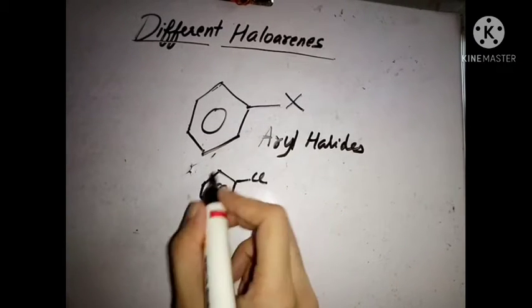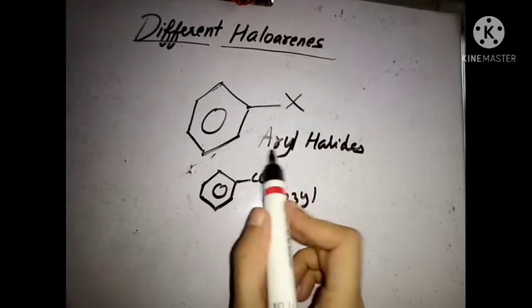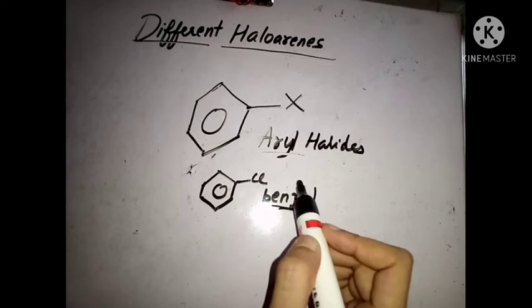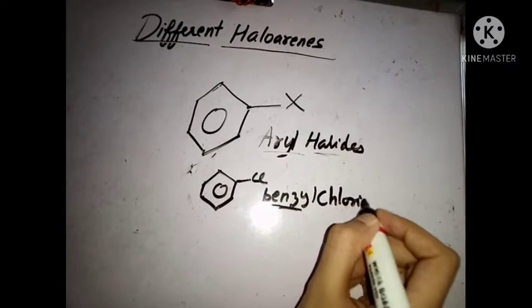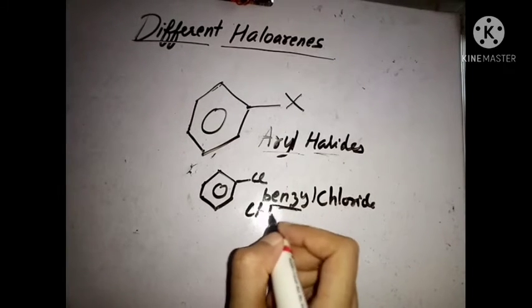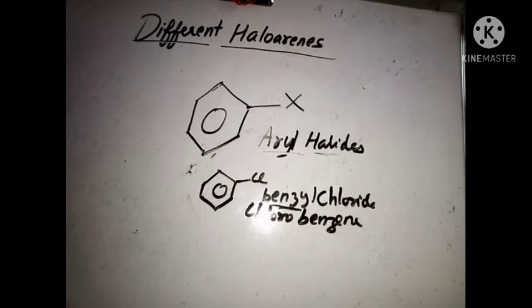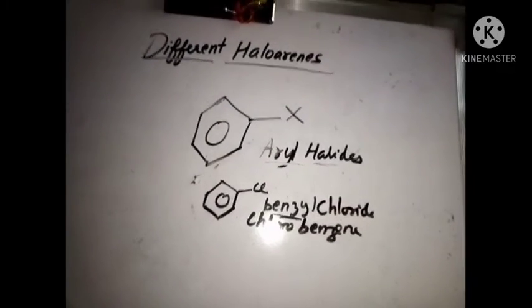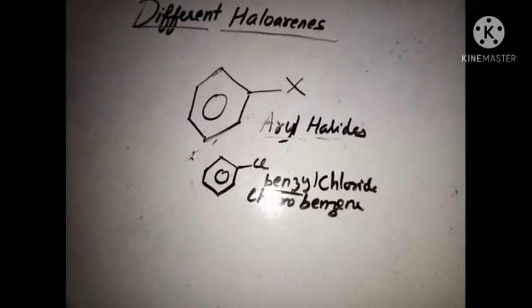name will be, since it is benzene, so we will write benzyl, aryl, so benzyl, and halide is chlorine, so chloride. So its name will be benzyl chloride or chlorobenzene. Now, today we will be seeing about different types of haloarenes.